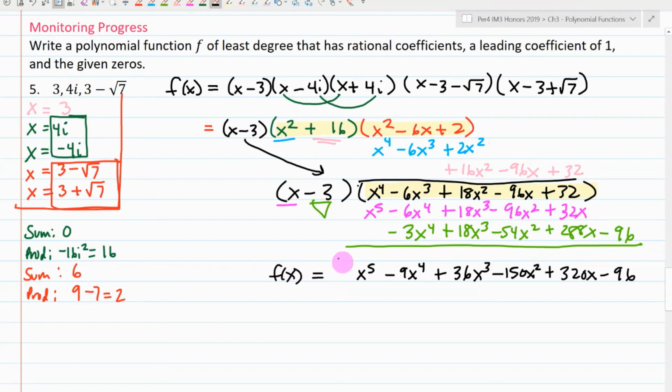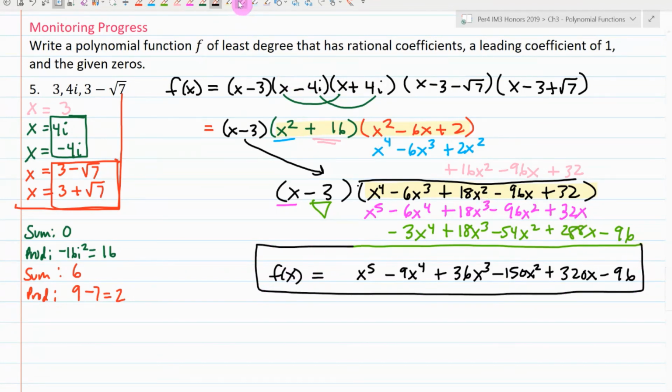And you will not have very many questions like this. But if you could do this one, you can do any of them. Just remember that imaginaries and radicals always have a conjugate. So you're never going to have one single imaginary zero or one single radical zero. And that covers it for writing equations when the zeros are given to you.